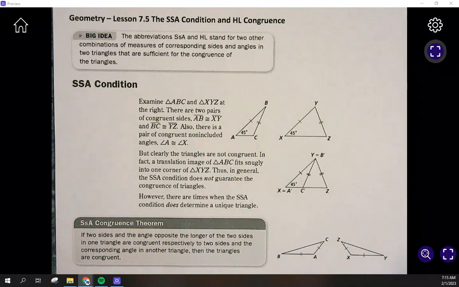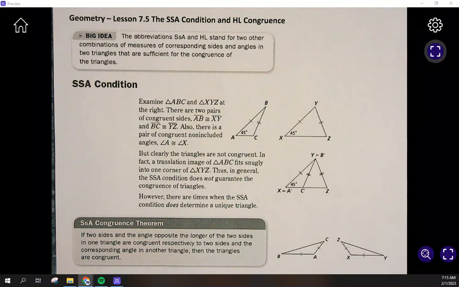This is geometry lesson 7.5. We're going to be looking at the SsA condition and the HL congruence theorem. So the big idea says the abbreviations of capital S, small s, A, and HL stand for two other combinations of measures, corresponding sides and angles, in two triangles that are sufficient for the congruence of the triangles.